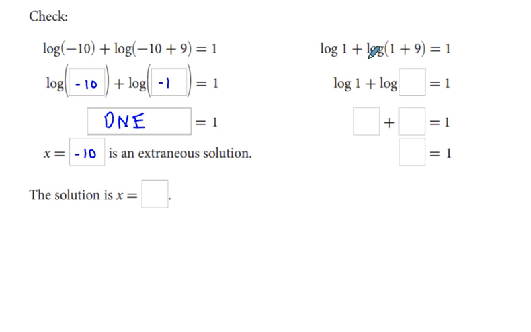On the right side, when we plug in the other number, we plug in 1. Log 1 plus log 1 plus 9 equals 1. So we have log 1 plus log 10 equals 1. And so what we have here is log base 10 of 1 is 0, and log base 10 of 10 is 1. So we have 1 equals 1. So the solution is x equals 1.